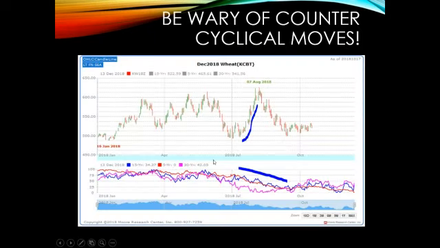A couple other things to look out for. As we're dependent on counting cycles as part of this exercise to figure out the length of the stochastics to use, be wary of counter-cyclical moves. There are times when the market just goes opposite to what it normally does.